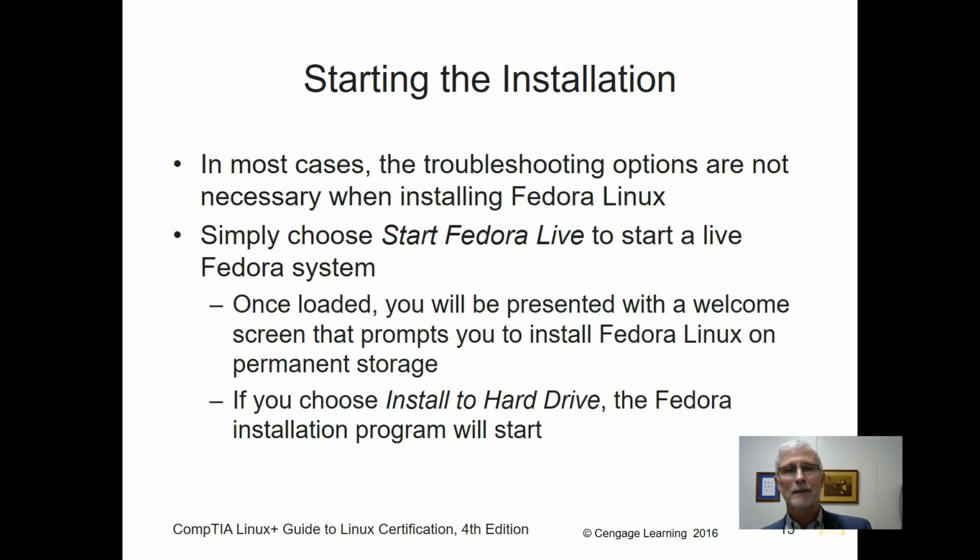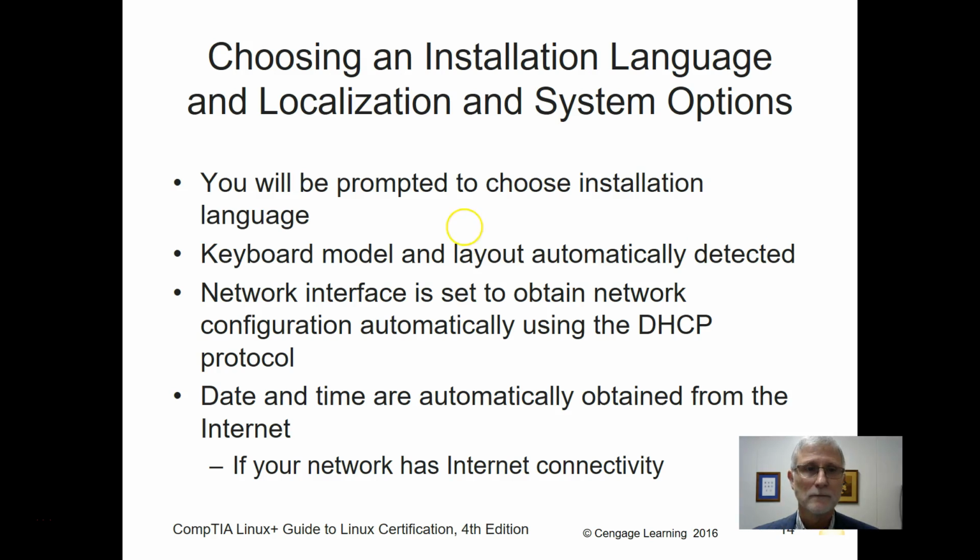In most cases, I can't remember in a long time if I've ever had to even run into the troubleshooting option stages. So normally if I was booting from a DVD, I would install the DVD and then start Fedora Live and then let it upload. Once everything's been uploaded, you're going to get a welcome message, and then it'll prompt, do you want to install this permanently? So in this case, it's going to ask you, do you want to install to the hard drive? And in our case, we're going to.